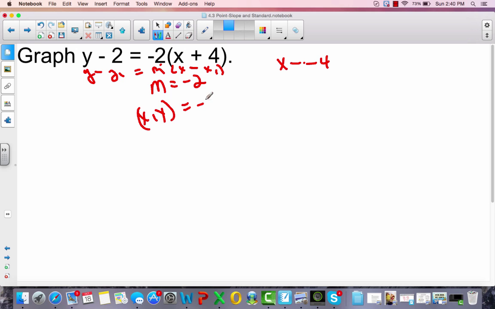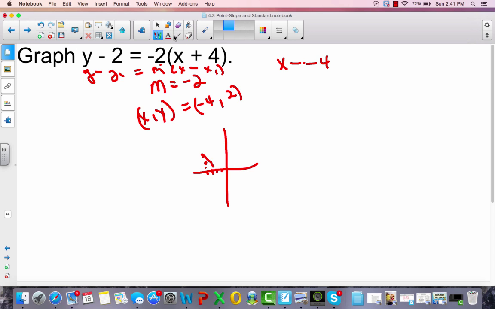So the x is minus 4, and the y minus a positive 2. So our point is negative 4, 1, 2, 3, 4, and positive 2, 1, 2. And our slope is negative 2, so that means we go down 2 and right 1. So that would be right here. And so we can draw a line.